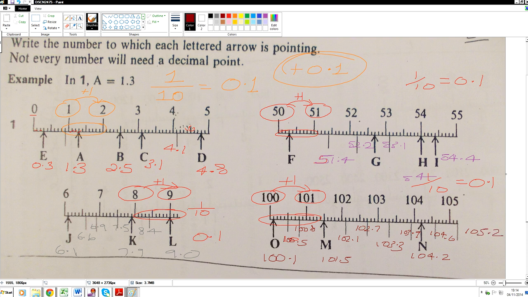Here we are counting in 0.1. Are you happy with that? Okay, right, let's move down a bit.